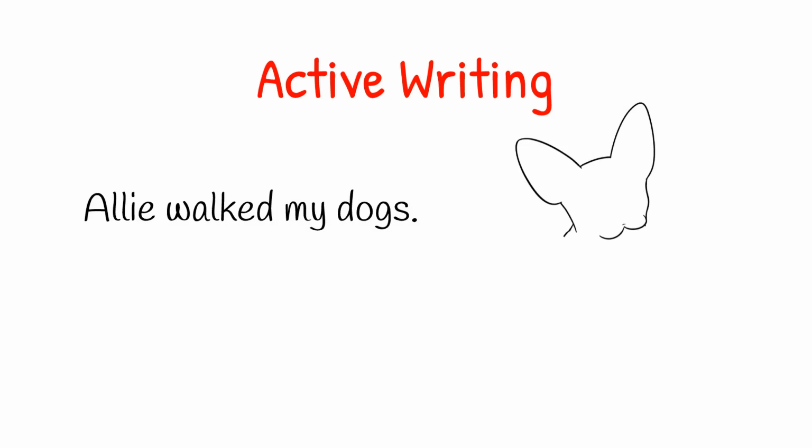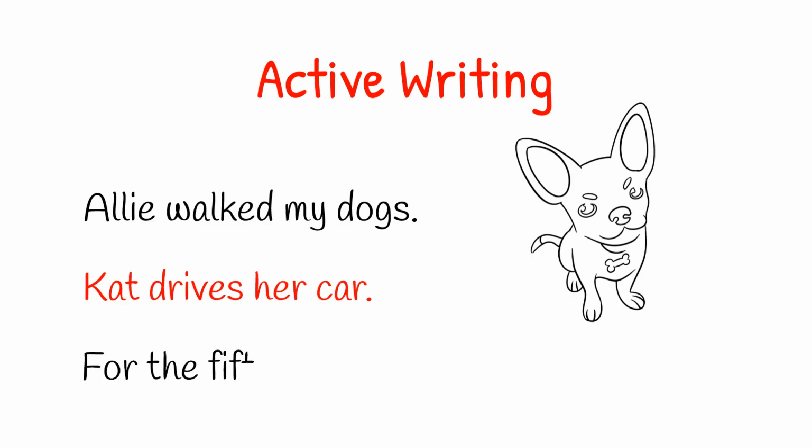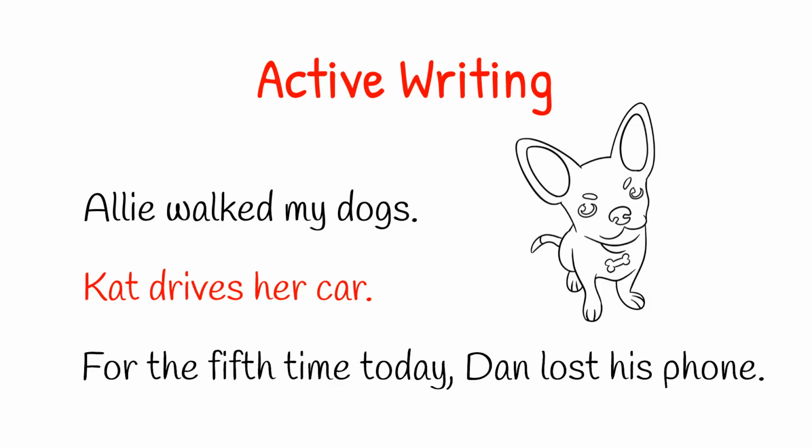With active writing, again, the subject is performing the verb. So, examples like, "Ali walked my dogs" is an example of active writing. Ali is the subject, walked is the verb, my dogs would be the object. "Kat drives her car." "For the fifth time today, Dan lost his phone." Those are all examples of active writing.